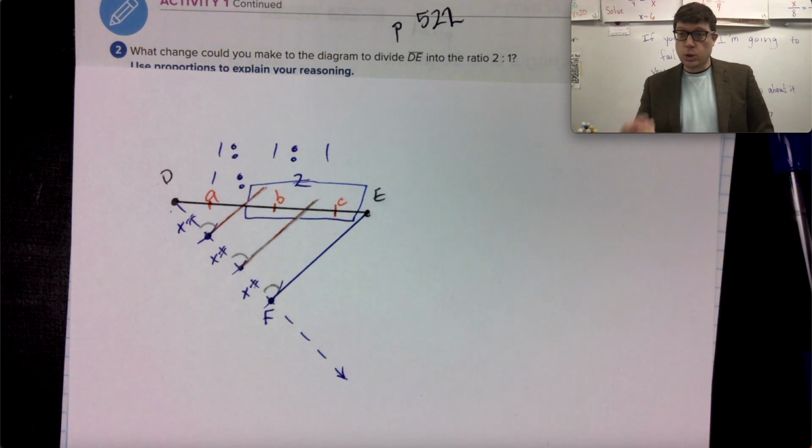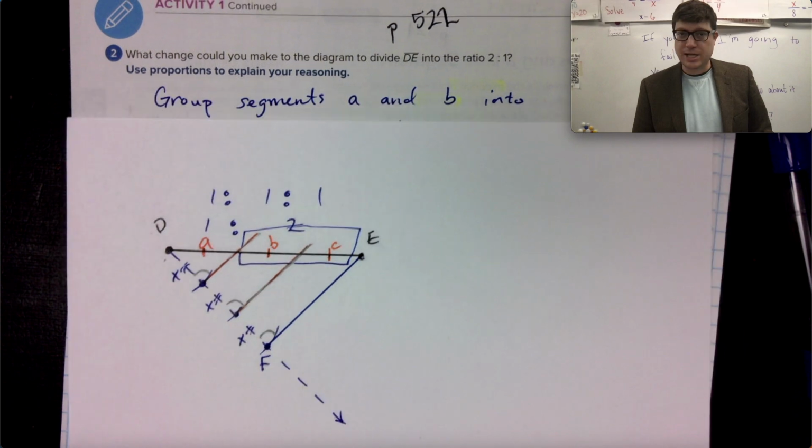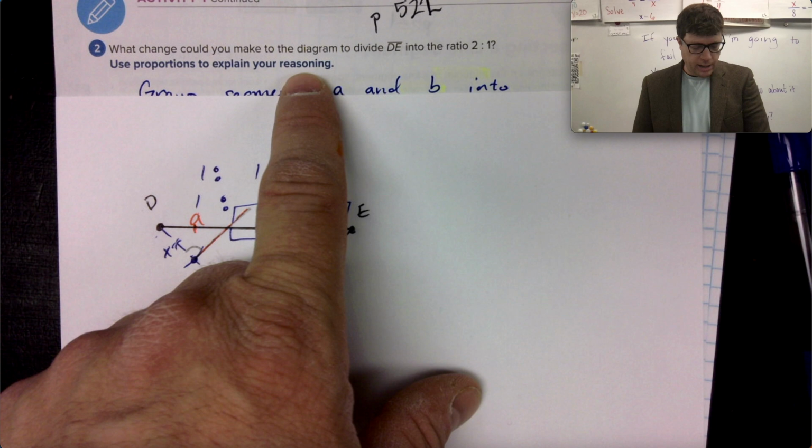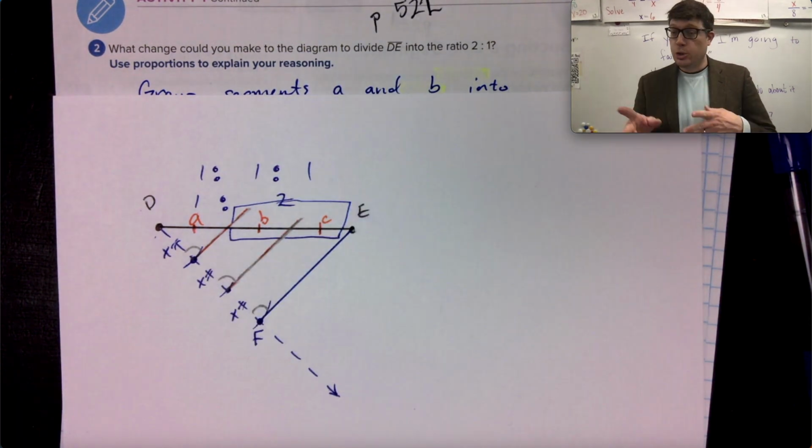Where we can cut or trisect a line segment. Turns out we could do more than just trisecting the line segment. Let's answer the question first. What change could you make to the diagram to divide DE into a 2-to-1 ratio?